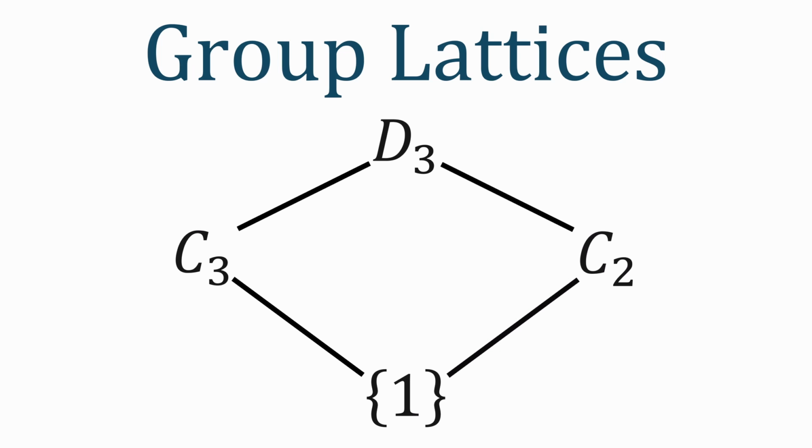These turn out to be all the subgroups of D3, which you could check manually by considering every possible combination of symmetries.